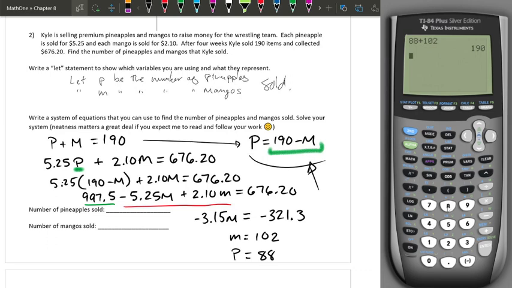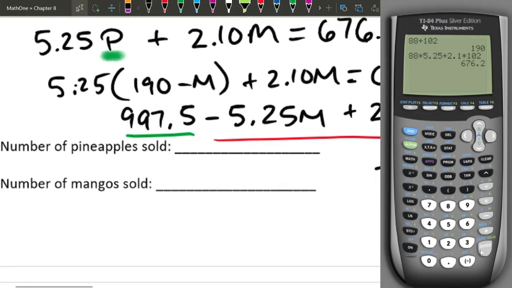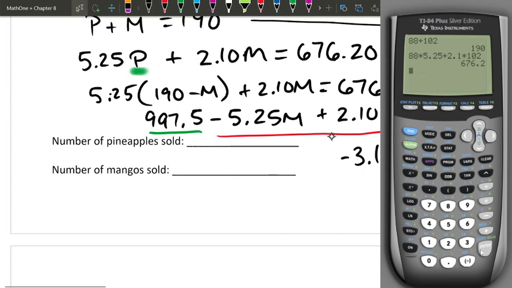So I'm going to take the pineapples, which is 88, and multiply that by $5.25 each, plus 2.10 times the number of mangoes, and the mangoes was 102. Now, if we're correct, this should be $676.20, and it is. So I'm very happy at this point to say that the number of pineapples sold is 88 pineapples, and the number of mangoes sold is 102.